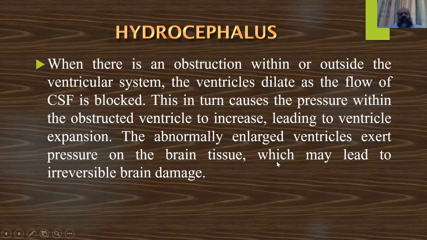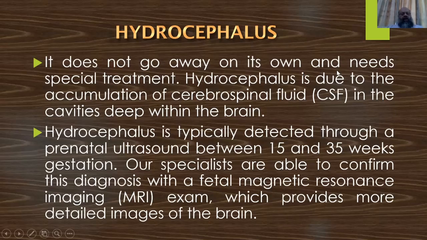The abnormally enlarged ventricles exert pressure on the brain tissue, which may lead to irreversible brain damage. Hydrocephalus does not go away on its own and needs special treatment. Hydrocephalus is due to the accumulation of cerebrospinal fluid in the cavities deep within the brain. So hydrocephalus is typically detected through a prenatal ultrasound between 15 to 35 weeks of gestation. And we can perform MRI for that.